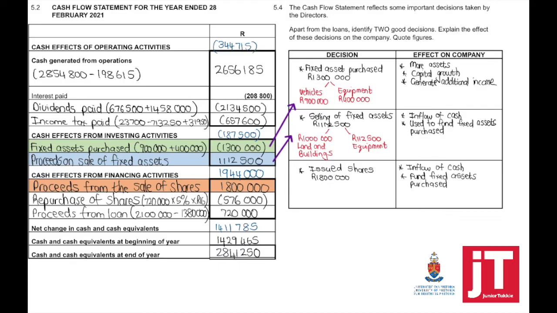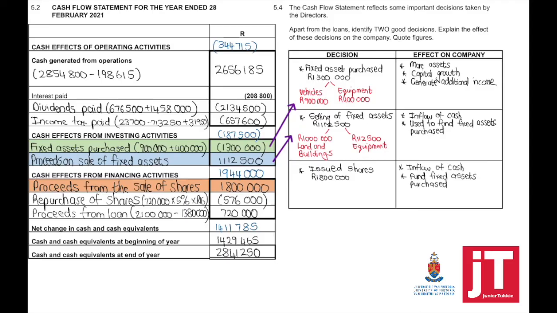Then we had the selling of assets. We had the proceeds from the sale of fixed assets. That consisted of the land and buildings and the equipment. So what effect does this have on the company? It's an inflow of cash and it can be used to fund the purchase of the fixed assets.